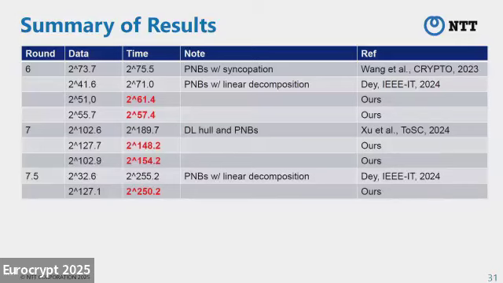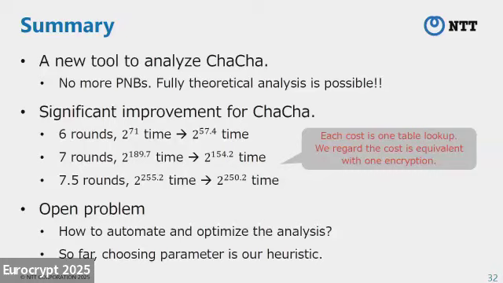OK, so this is the summary of the talk. We can improve by almost 30-bit or 20-bit from the existing work. And we propose a new tool to analyze ChaCha. So I hope no more PNB. PNB is experimental analysis, but now we can theoretically evaluate the key recovery function. So we should use puncturing from now. And we can get a significant improvement for ChaCha.